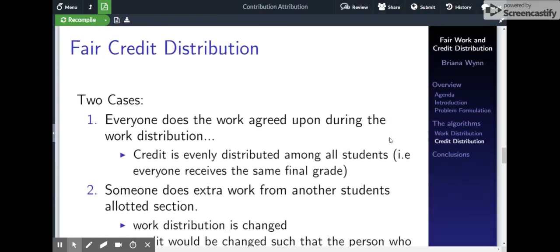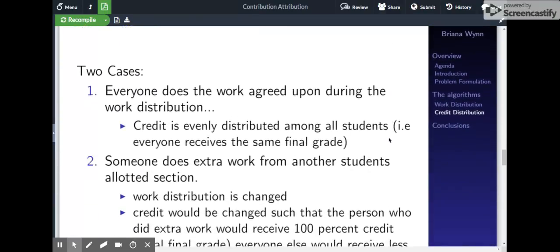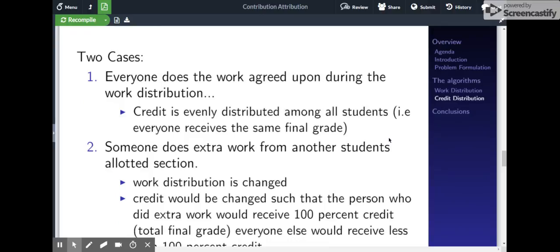So then how is the credit distributed? There are two cases and then some sub cases. In the first case, the easiest case, everyone does the amount of work that was agreed upon in the work distribution. When that's the case, the credit is evenly distributed among all students, meaning that everybody receives 100% credit, everybody receives the same final grade that they earned.